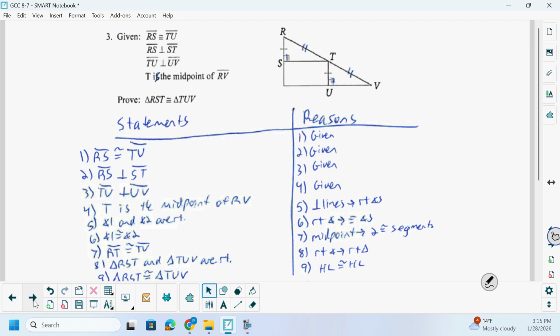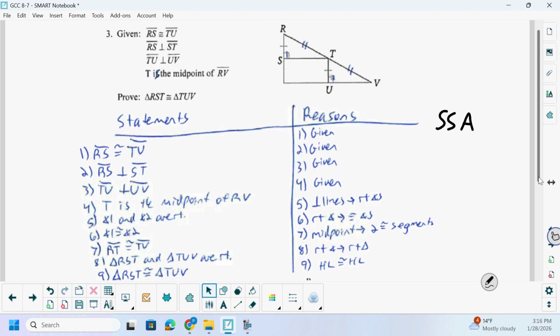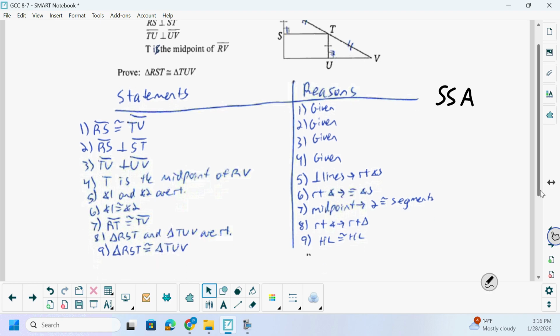For 3, we have one set of sides congruent. We've got perpendicular lines, which can imply right angles, and then right angles implies congruent angles. I numbered them in my picture 1 and 2, and in talking about them in the statement. We had a midpoint that can imply two congruent segments, so we get RT congruent to TV. Just like the other ones, we now have two sides and the angle is not in between. That on its own does not work. We should never be writing SSA in a proof. But because the angle is a right angle, we can do right angle implies right triangle. We've got in the statement 8 that the two triangles are right, and finish it off with the two triangles are congruent by HL congruent to HL.